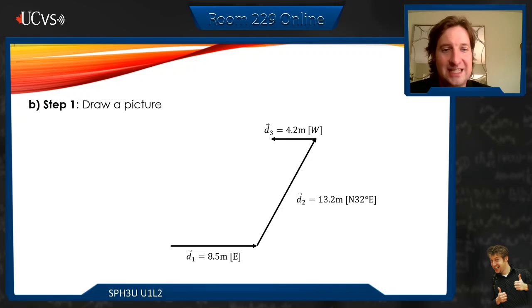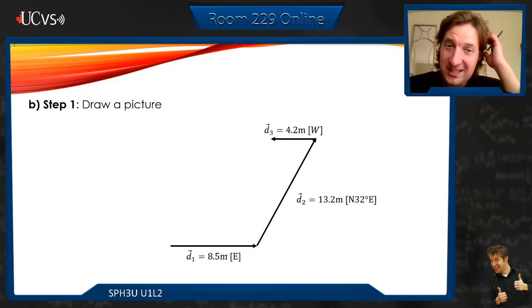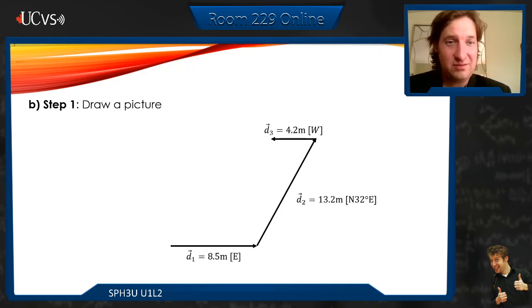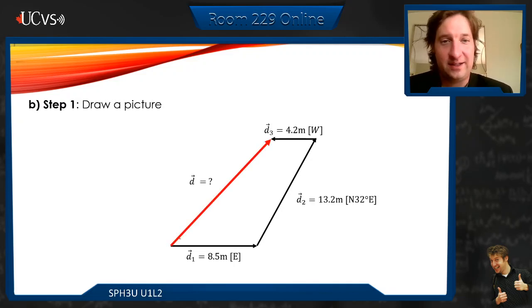Notice this is not a scale diagram. This is 8.5. 13 is bigger than 8.5, and 4 is about half the length of 8.5. So it's not exactly to scale, but it's pretty close to give us a sense. If you did this to scale, you could just use a ruler to find your final answer. But we want to do it more accurately with these components.